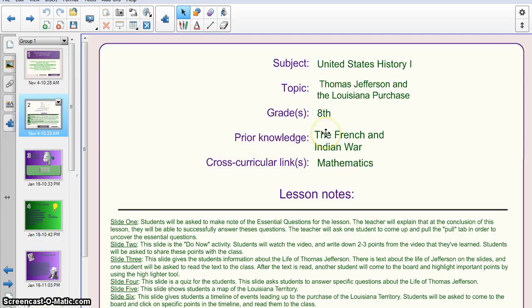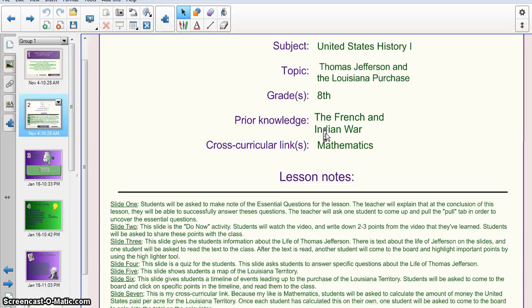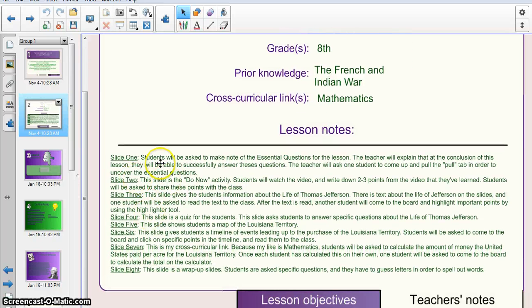The prior knowledge is the French and Indian War, and my cross-curricular link is mathematics. And these are my lesson notes, which I won't go into because I'll be showing you each slide as I go over them.